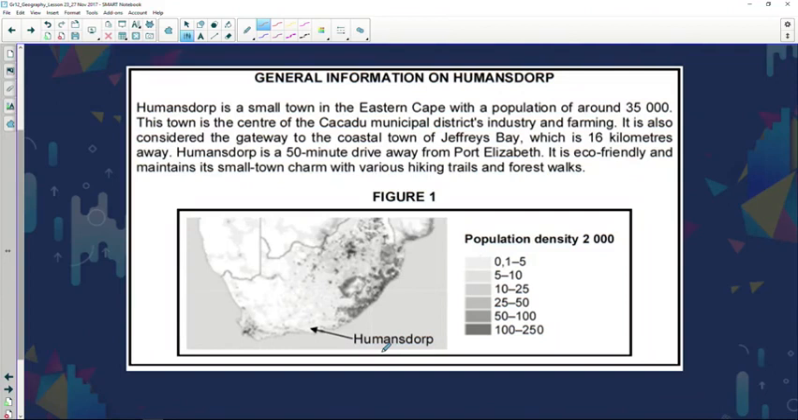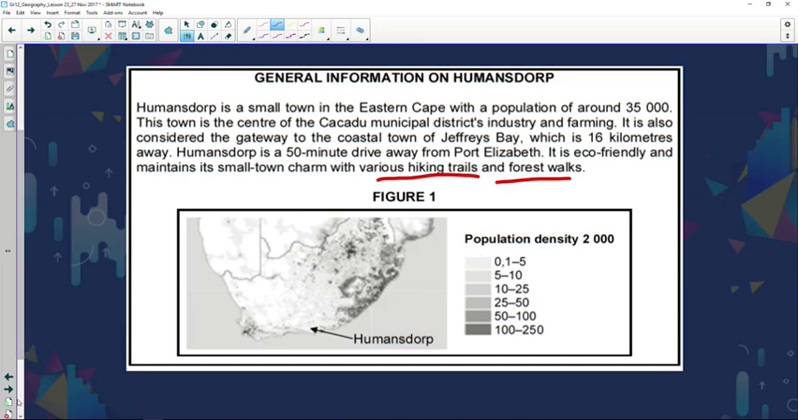Humansdorp is a 15-minute drive from Port Elizabeth. We know Port Elizabeth is a city we find in the Eastern Cape. And then, as you can see, it's eco-friendly and it's got a small town charm with hiking trails and forest walks. So tourism is being represented over there, and that's quite positive. But let's go and look at the questions.